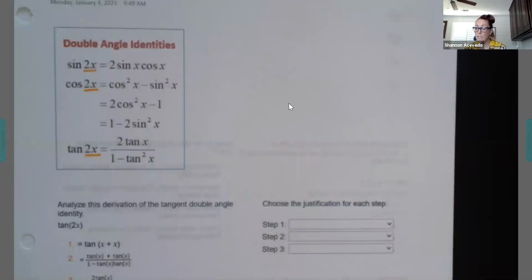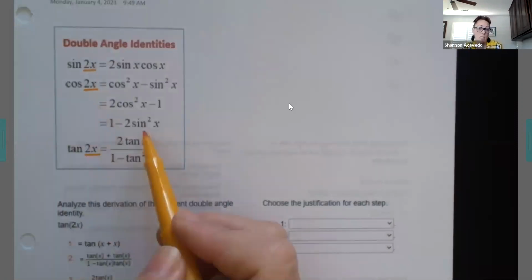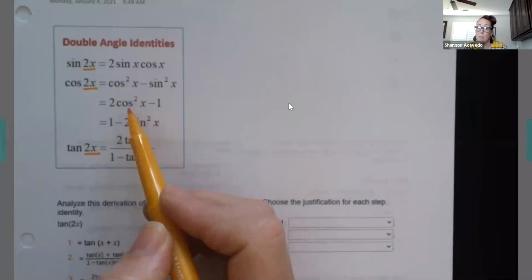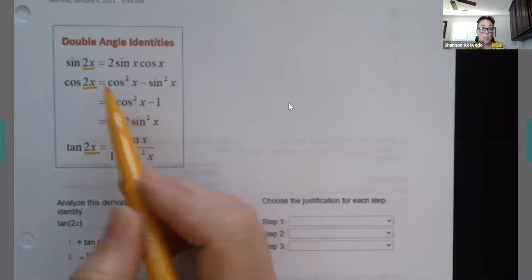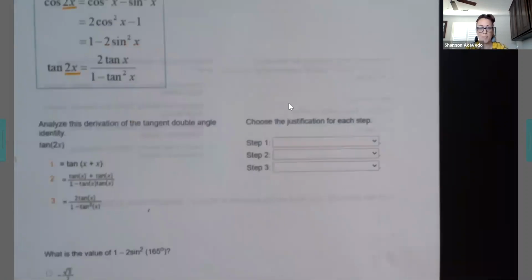That's the only one where you have 3 different options, and it doesn't matter which one you choose. If you're looking for the double angle of cosine and you know sine, then I would pick this one. If you know the cosine value, I would pick this one. If you know both of them, then maybe you pick the cosine squared minus sine squared. So there's options.